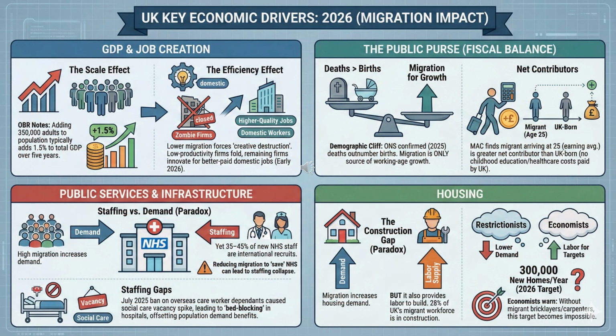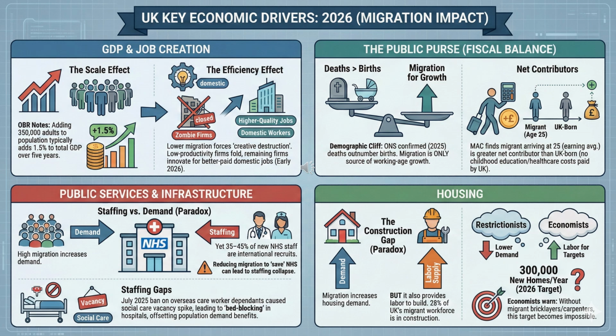2. Key economic drivers in 2026. GDP and job creation. The scale effect. The OBR notes that adding 350,000 adults to the population typically adds 1.5% to total GDP over 5 years. The efficiency effect. Lower migration can force creative destruction.